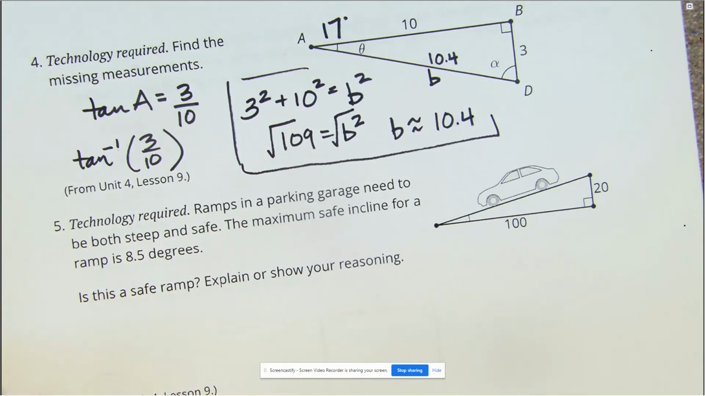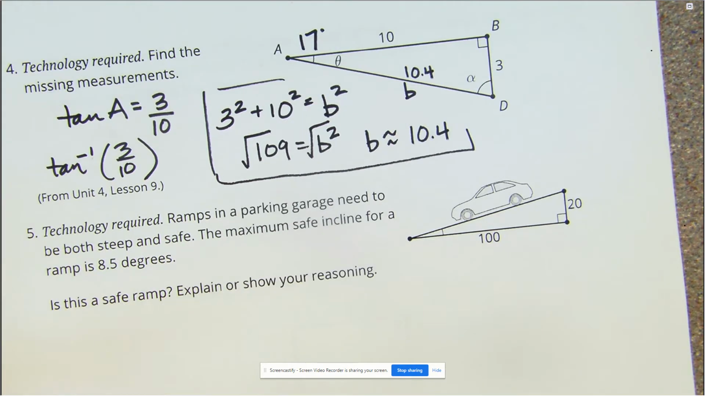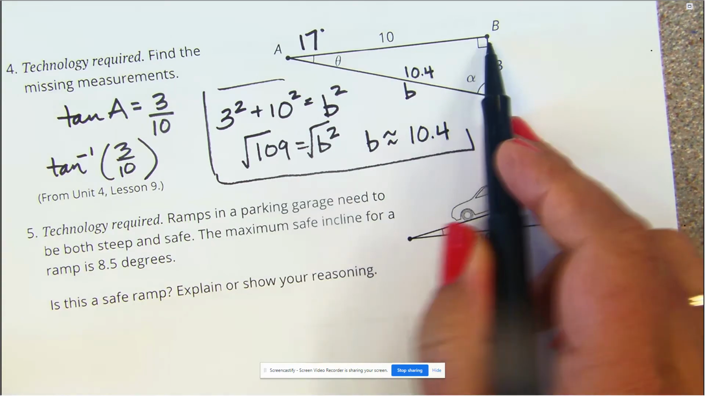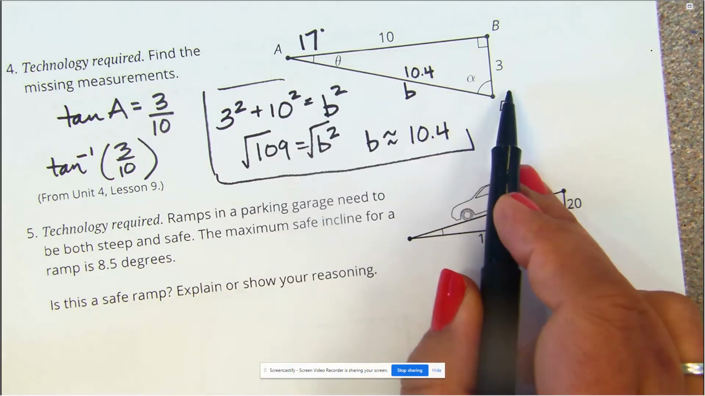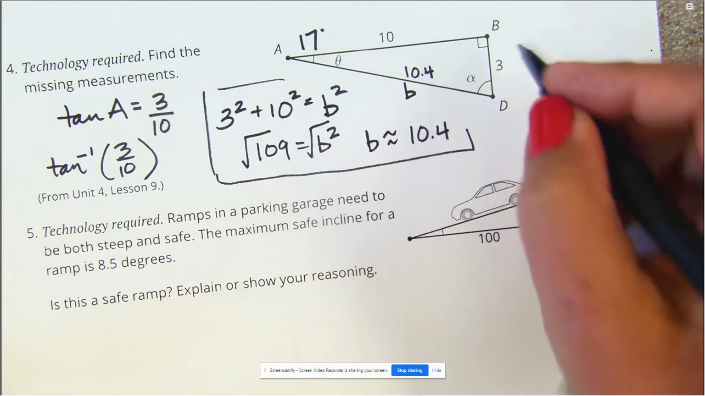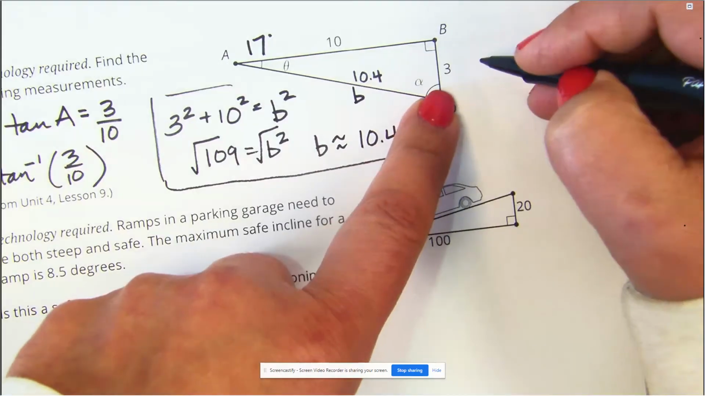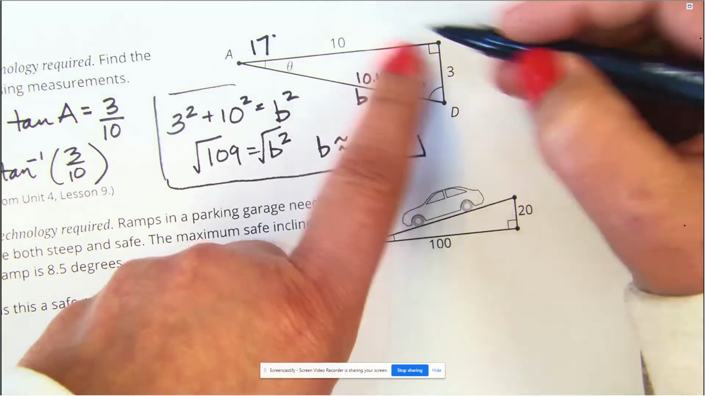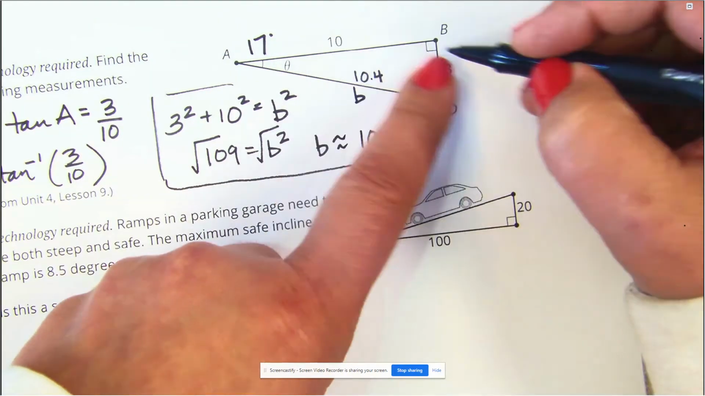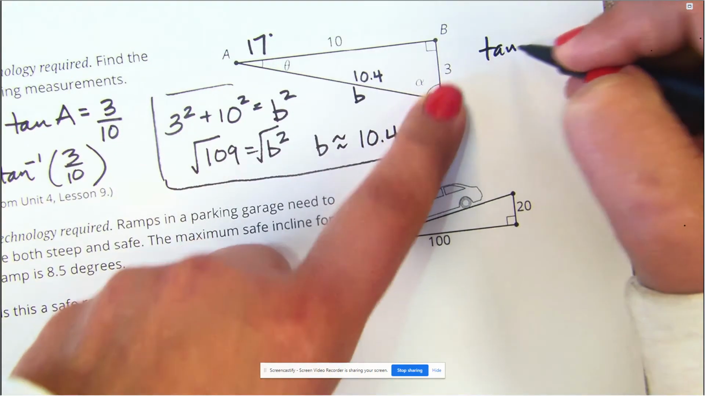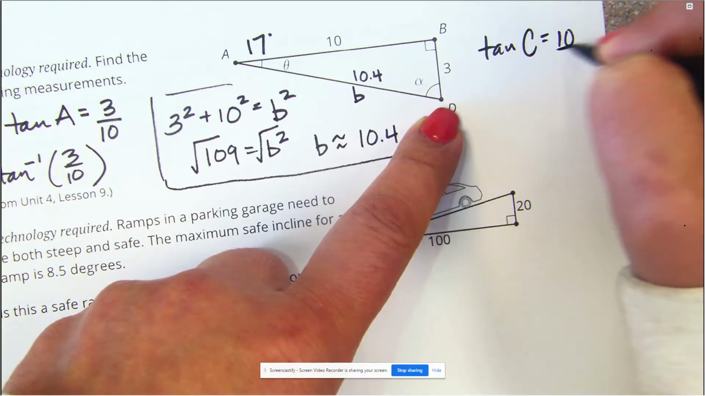Now, do you have to go through all that work to get B? No, because triangles add up to 180. That was already 90, so these two have to add to 90. So this guy's going to be what, 73? I mean, we could make sure. Let's do it one more time. If I do this angle and use 10 and 3, opposite over adjacent, the tangent of C is 10 over 3.